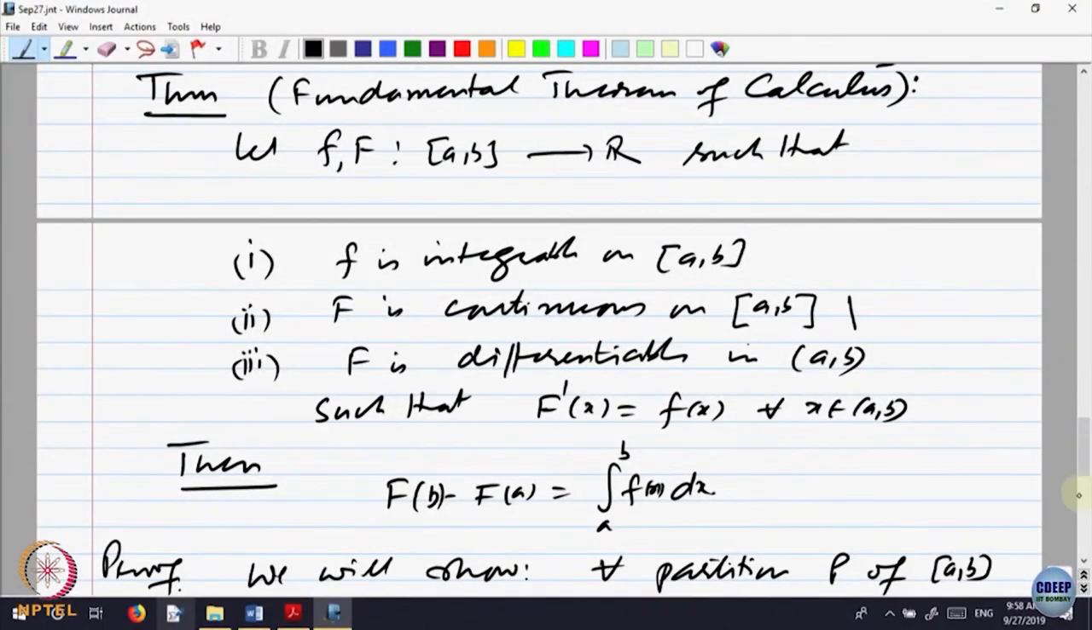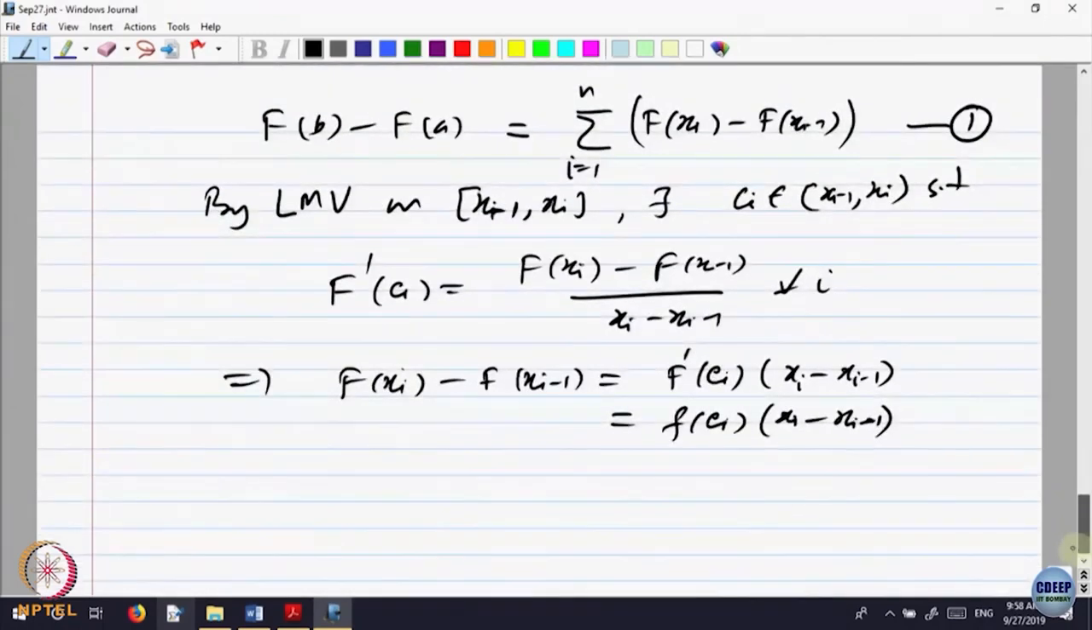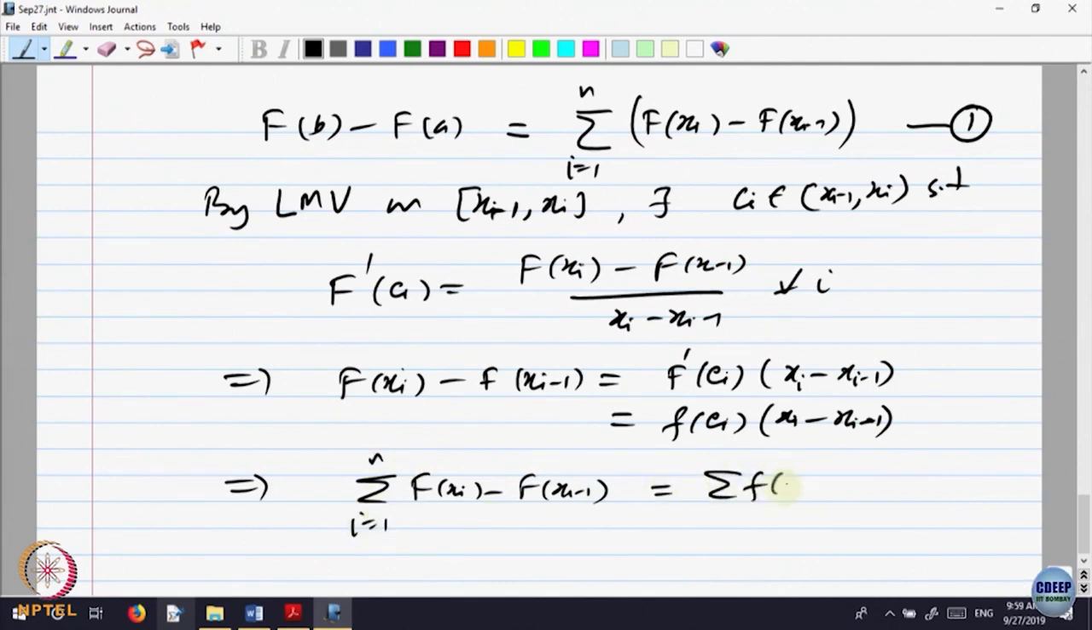Okay. And now, we want to go to 1, we need summation. So this implies the summation of F(x_i) minus F(x_(i-1)), i equal to 1 to n, is equal to the sum of f(c_i) times (x_i minus x_(i-1)), i equal to 1 to n. And that by 1 is equal to F(b) minus F(a). So let us call this 2.